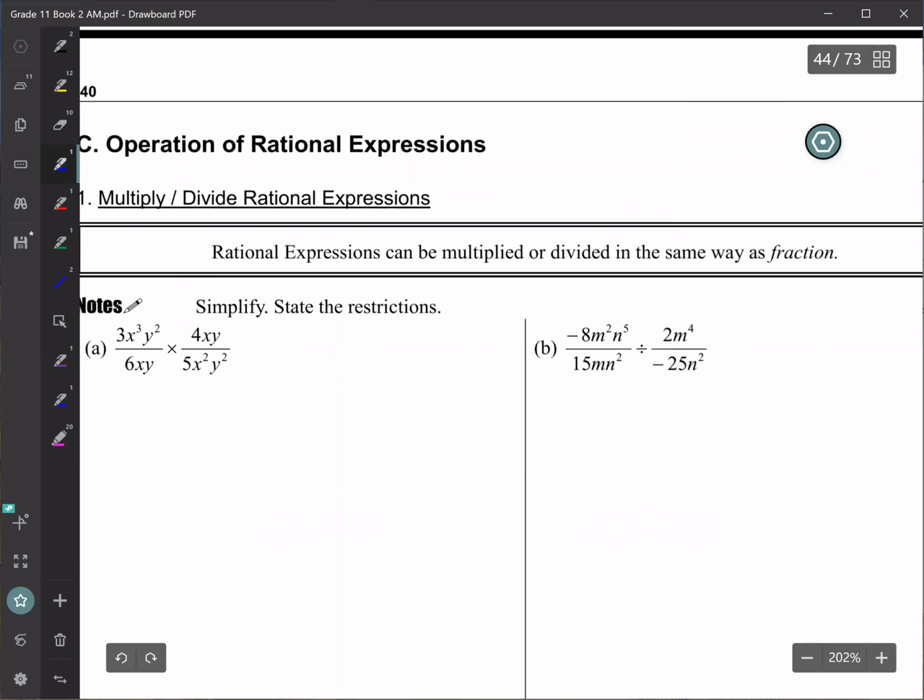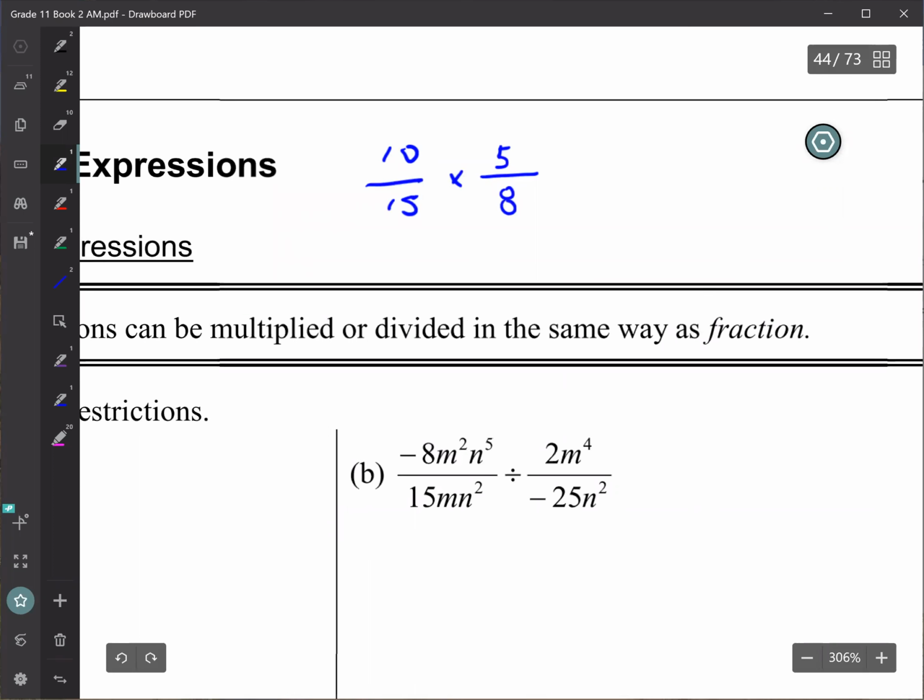When you multiply and divide, let's say I make a question up here. 10 over 15 times 5 over 8. Okay, something like this. Of course, you can just multiply it and then get 50, right? Top times top, bottom times bottom. The bottom will become 120, and then you reduce, right? Or you can do something else first.